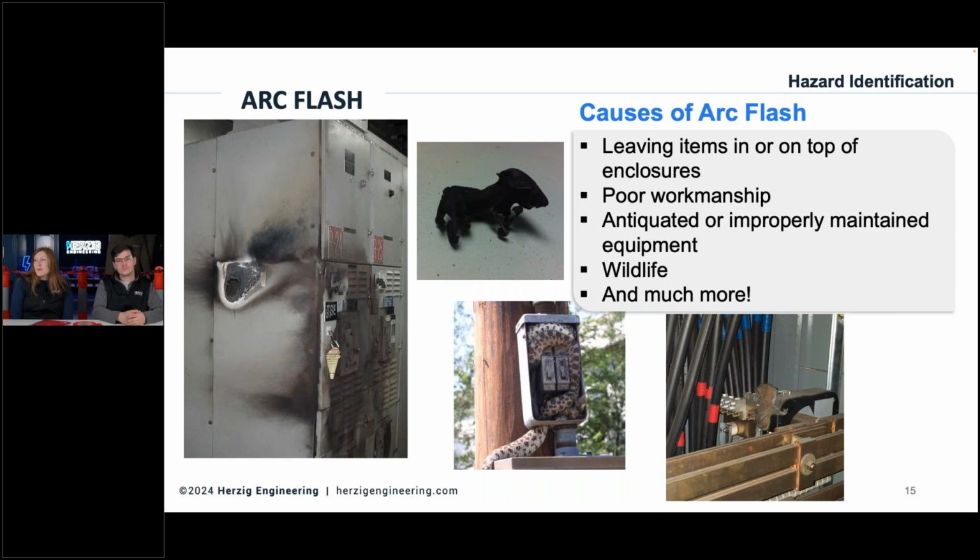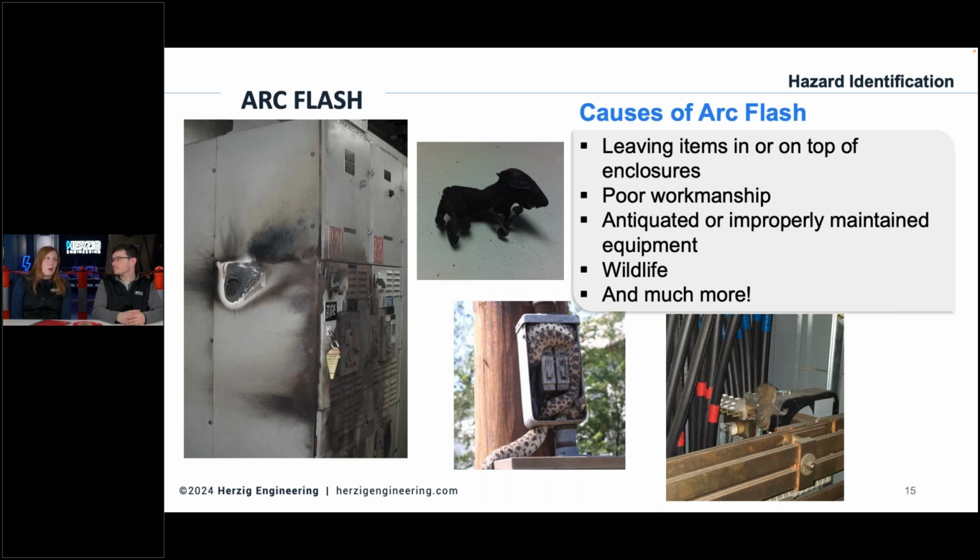Antiquated or improperly maintained equipment can blow up all on its own. You don't even have to be working on it, open it, or be changing its state. If it has an internal failure, or it's not maintained properly, maybe not even rated for the system anymore because there's more available fault current than when it was originally installed, you could have something scorching up and blowing off the doors, blowing holes up the sides, whatever the case may be. And wildlife, that's another common one.